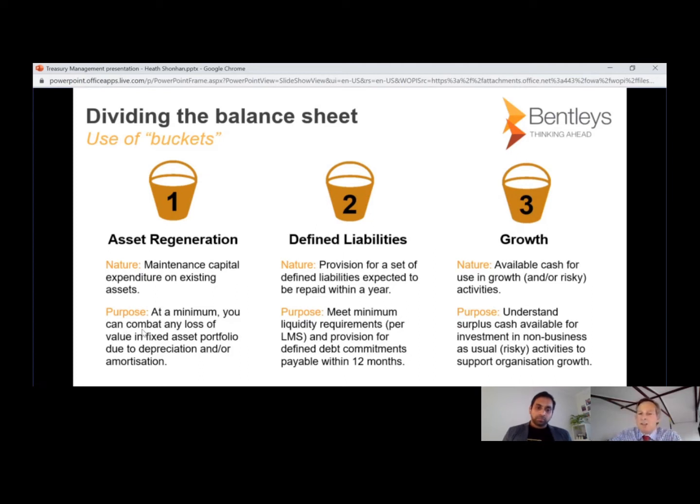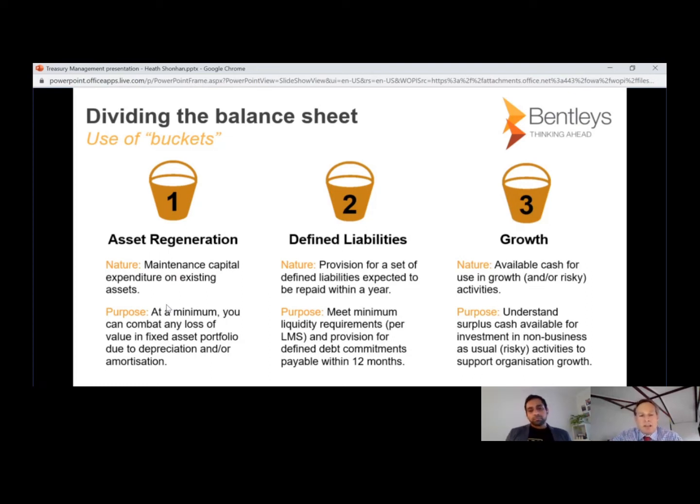So firstly, asset regeneration. The nature of this bucket is looking at the capital expenditure on your existing assets. So think property, plant and equipment, land and buildings. How much do we need to spend on a yearly basis to regenerate our existing asset portfolio? Commonly, a useful first reference point for that is depreciation. That non-cash outflow that you see in your profit and loss statement every year. So that's bucket number 1, dealing with asset regeneration. What do we need to spend to regenerate our existing fleet?